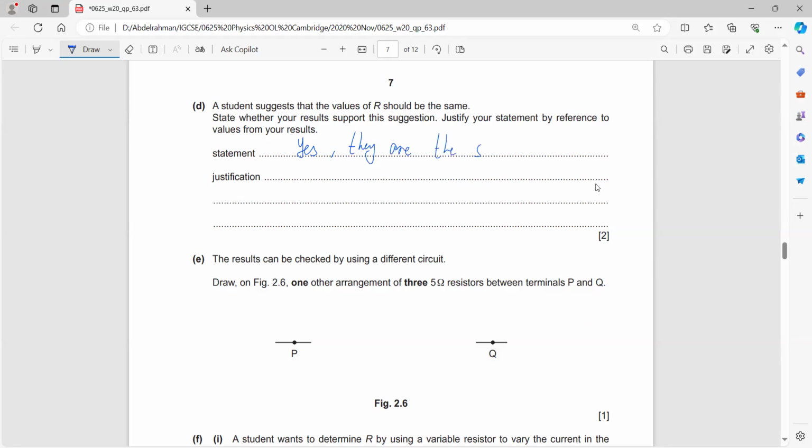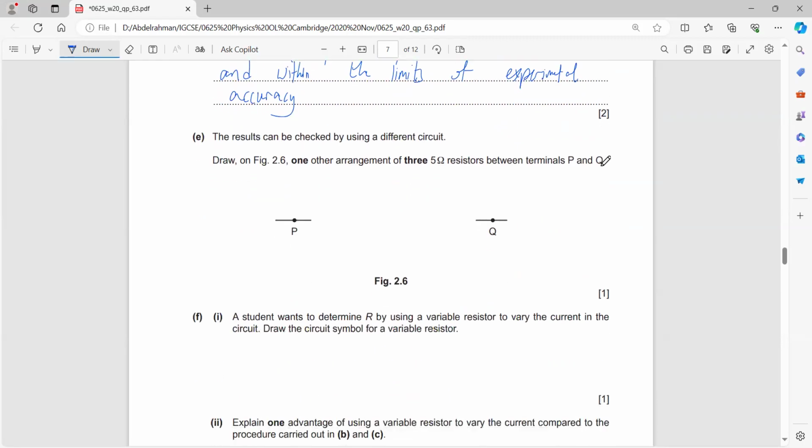They are the same. The justification: the numbers 4.02, 3.89, and 4.10 are close and within the limits of experimental accuracy. Okay, good.